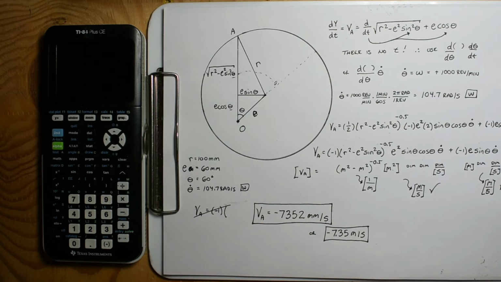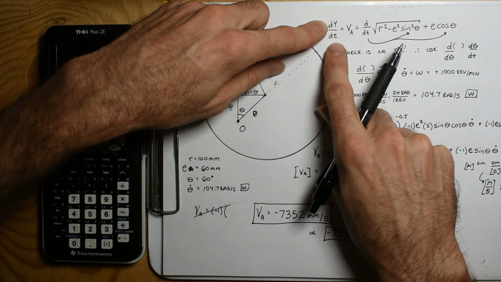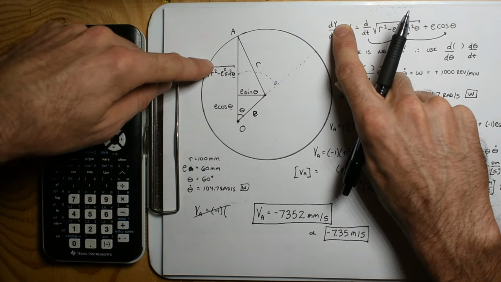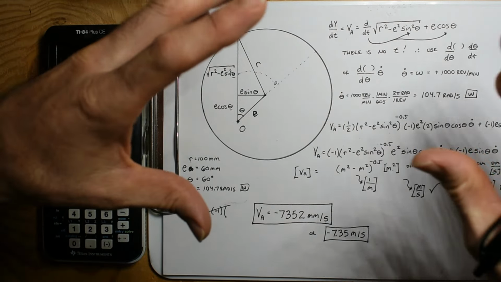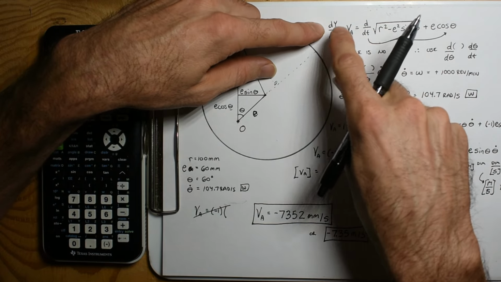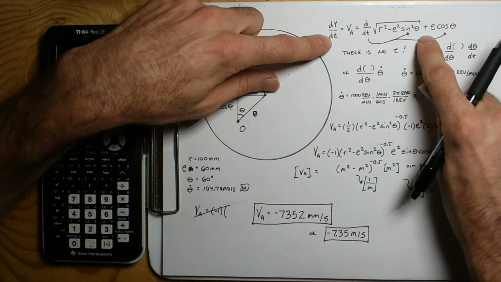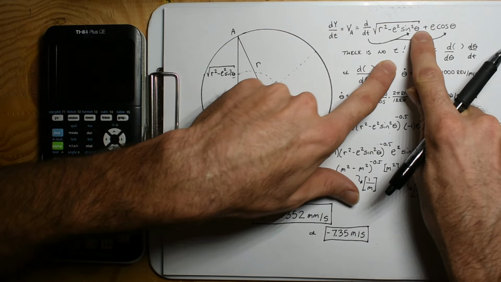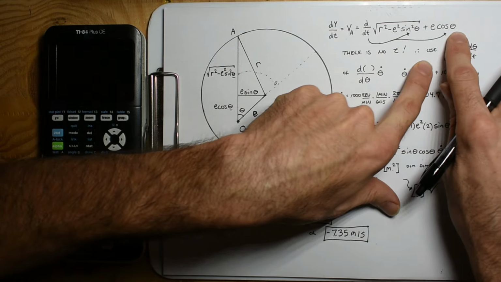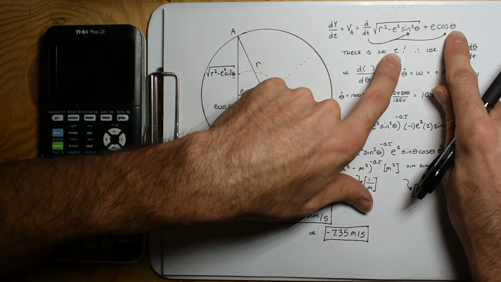So let's go back to our equation, because right here we have our equation for y. Y is this plus this, and we want to do a derivative with respect to time. But there is no t right here. We have a theta. We don't have a t.